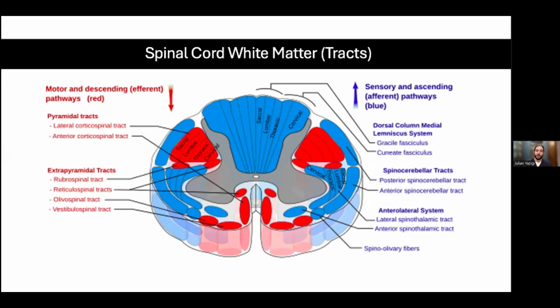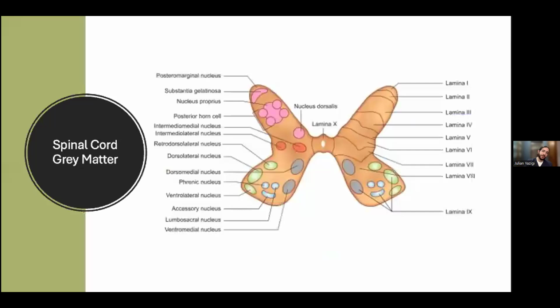Reflex arcs, locomotor patterns, locomotor pattern generators, and autonomic circuits all rely on the interplay between these tracts. And the organization of these systems explains why spinal cord lesions produce highly localizable patterns of sensory and motor deficit, and why somatotopic integrity within the white matter is essential for coordinated movement and sensation. Having discussed the white matter, we move now forward to discussing the gray matter.